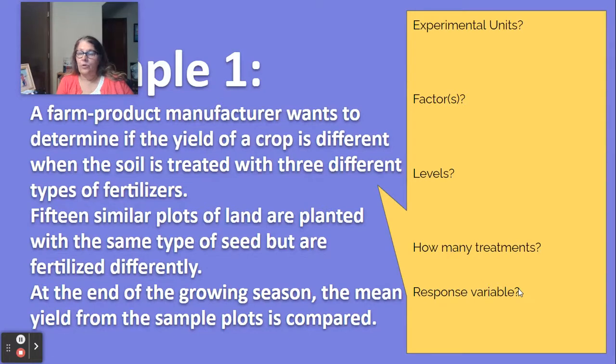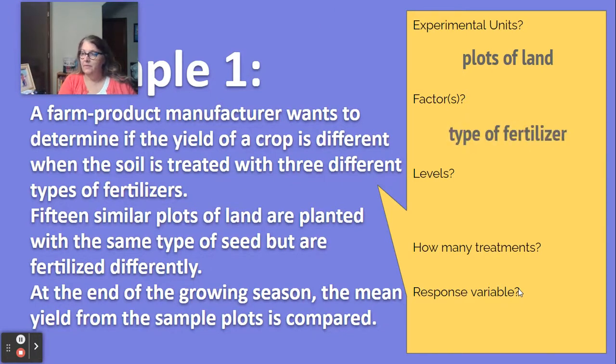So in this case, what is my experimental unit? What is my subject? In this case, that's going to be the plots of land. Well, what are you doing with these plots of land? You're going to give them a type of fertilizer. Are there different levels of fertilizer? And yes, it says there are 3 different types.